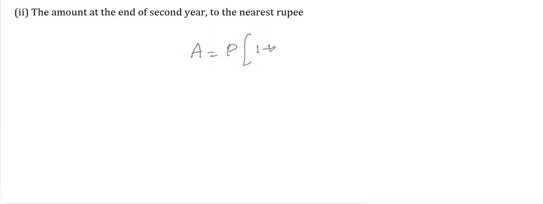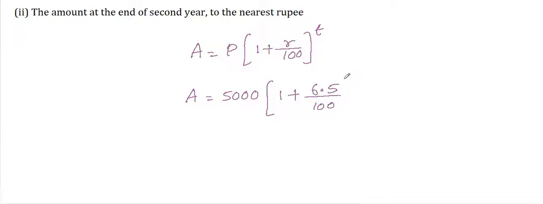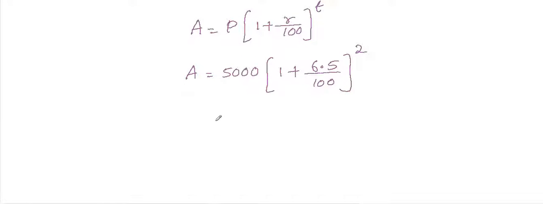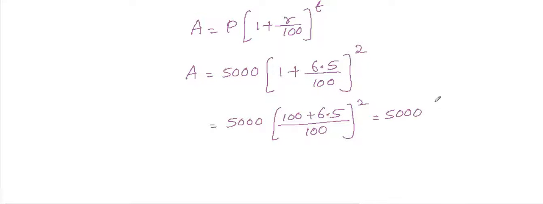Write down the compound interest formula, which is A equals P into (1 plus R by 100) whole power T. So P is the principal amount, which is 5000. The rate is, we just got 6.5%, so 6.5 divided by 100, and T is 2. So 5000, if you take LCM, we'll get (100 plus 6.5) divided by 100, whole square. So 5000 into 106.5 divided by 100 whole square.